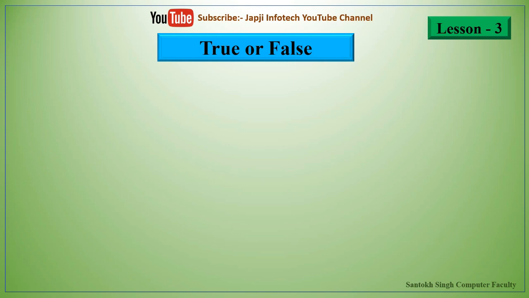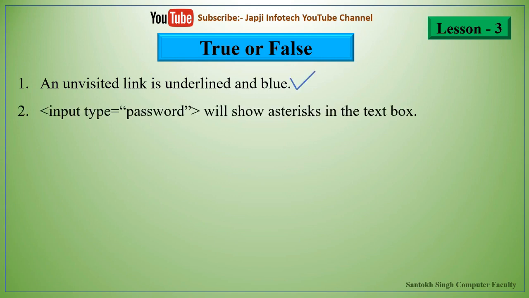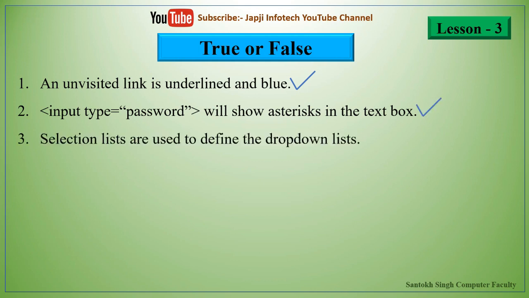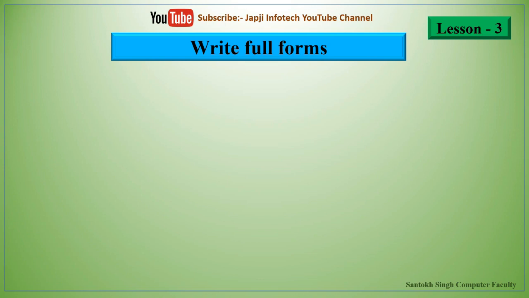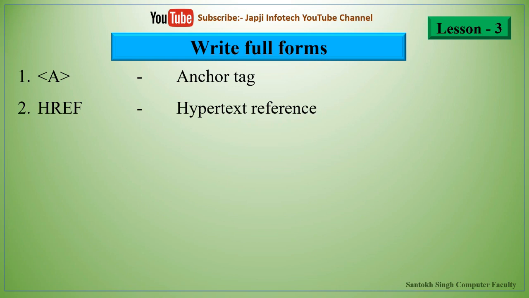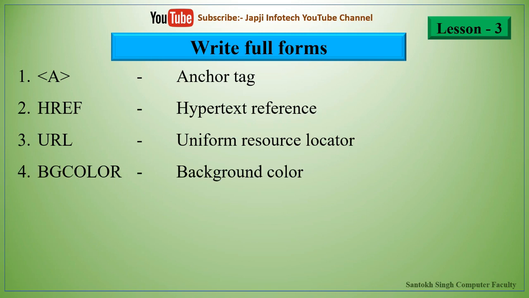So now we will learn about true or false. So first one is an unvisited link is underlined and blue, true. Second one is input type equal to password will show asterisk in the text box, right. Third one is selection lists are used to define the drop down list, true. So now we will learn about full form. So first full form is A stands for anchor tag, href stands for hypertext reference, URL stands for uniform resource locator, BG color stands for background color, SRC stands for source.